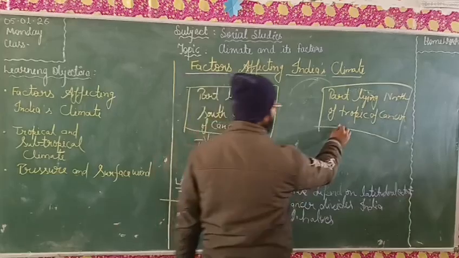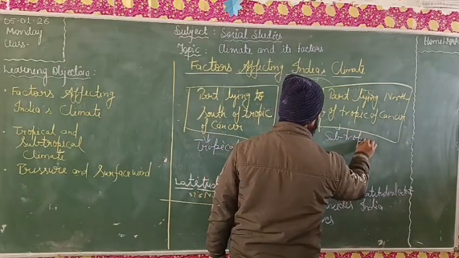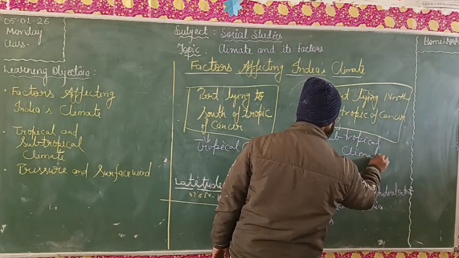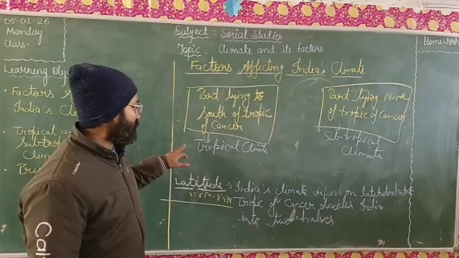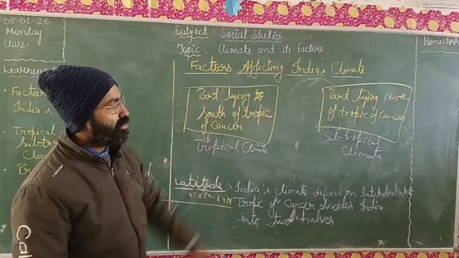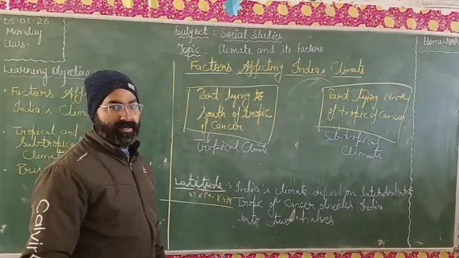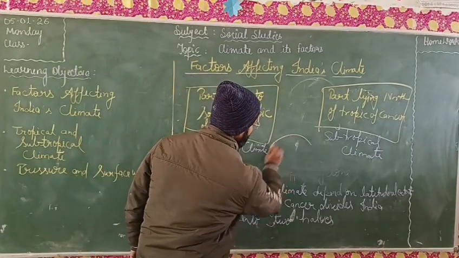this is called the subtropical climate. The part lying to the south of the Tropic of Cancer is called the tropical climate, and the part lying to the north of the Tropic of Cancer is called the subtropical climate. Now this we will discuss through the diagram.